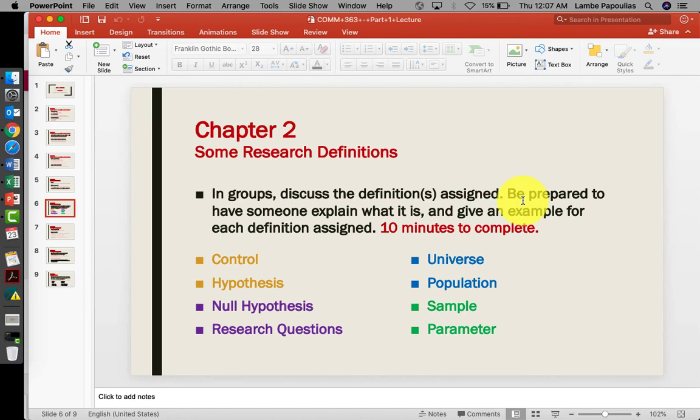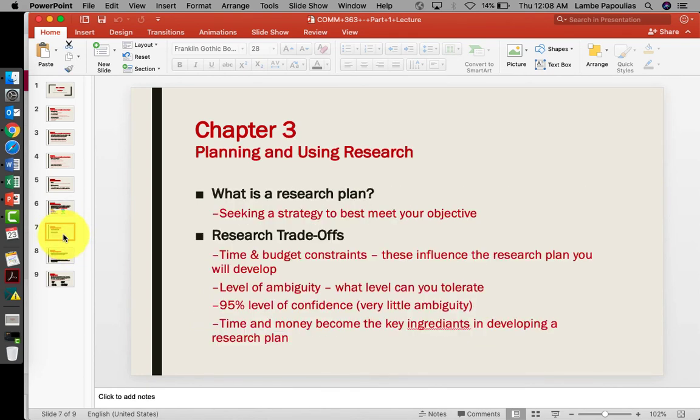When you're working in groups, how would you have researched something on your own? So, for example, in groups, discuss the definitions assigned. Be prepared to have some explanation on what it is and give an example for each definition assigned. So maybe one day you might want to do control and hypothesis, another day universe and population, and so on and so on. This way you could kind of study as you go and think to yourselves, okay, if I were in a group, what would I tell my group members about these two definitions that I found out? Because these are some of the important definitions to understand from chapter 2.